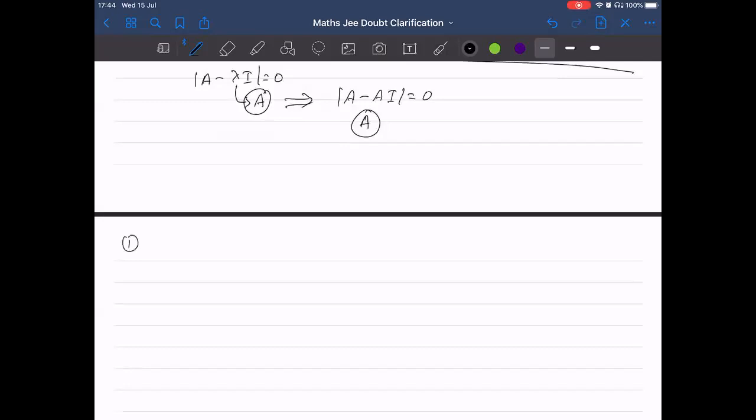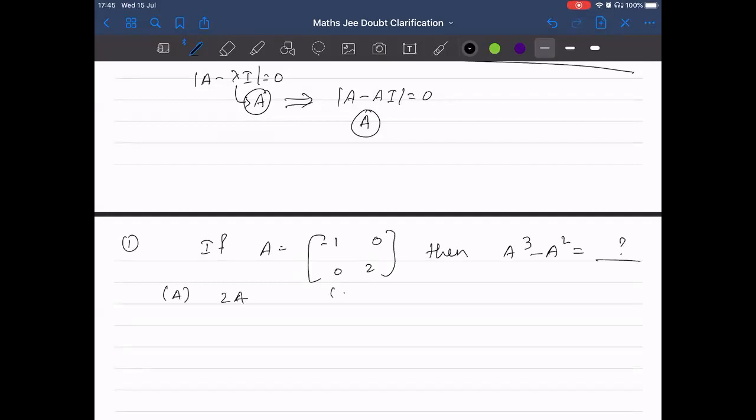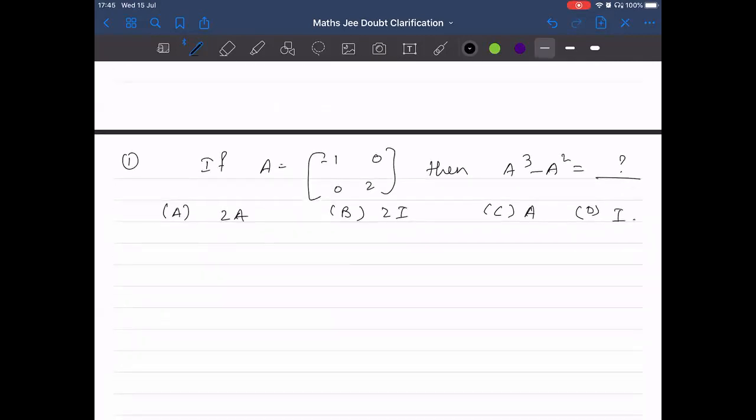Let us do some problems on this. If A is equal to minus 1, 0, 0, 2, then A cube minus A square is equal to how much? The options are: A, 2A; B, 2I; C, A; D, I. How can we solve using the characteristic equation? It is somewhat time taking to find A cube and A square and then subtract. But if you use the characteristic equation, you see how fast we can do it.